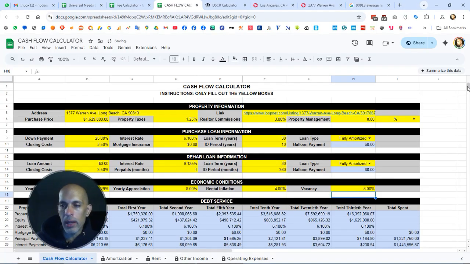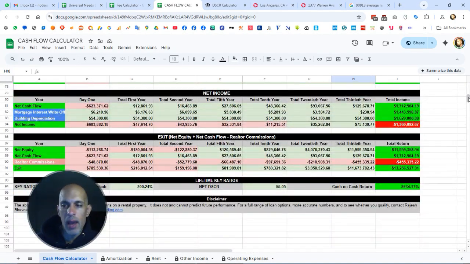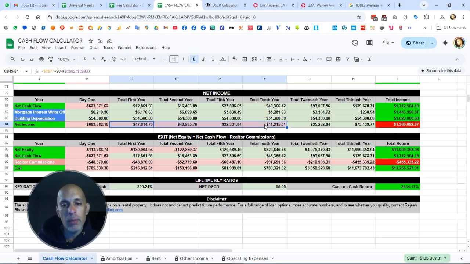So I'm going to leave that at an 8% vacancy because that's generally the industry average. Let's see what happens with our net income. Net income means that you're taking your cash flow and you're writing off your mortgage interest, you're writing off your building depreciation, and you show a loss on here so that you don't have to pay taxes on it.